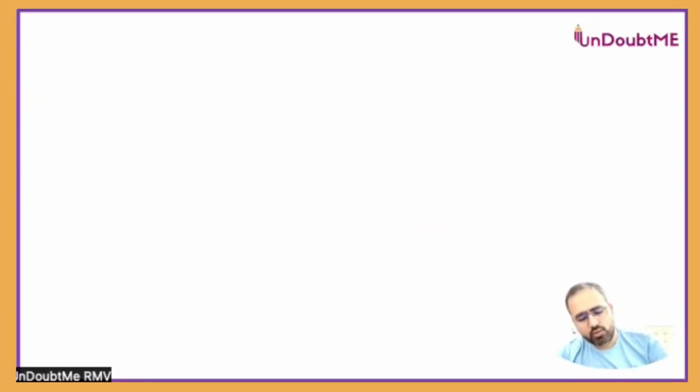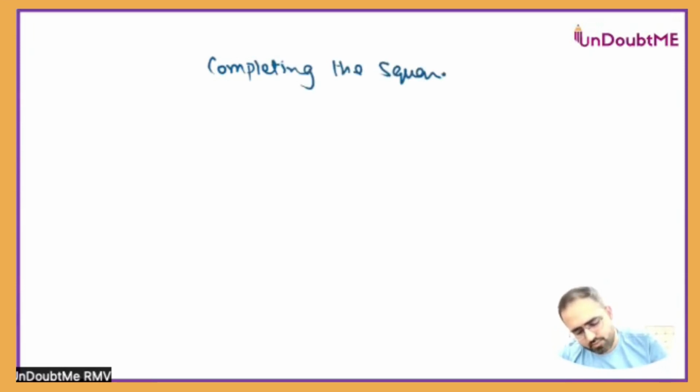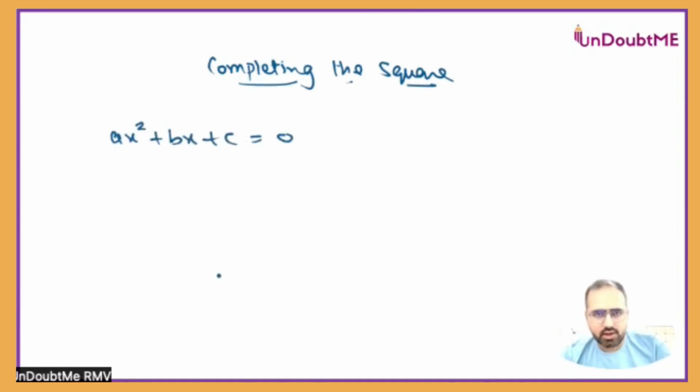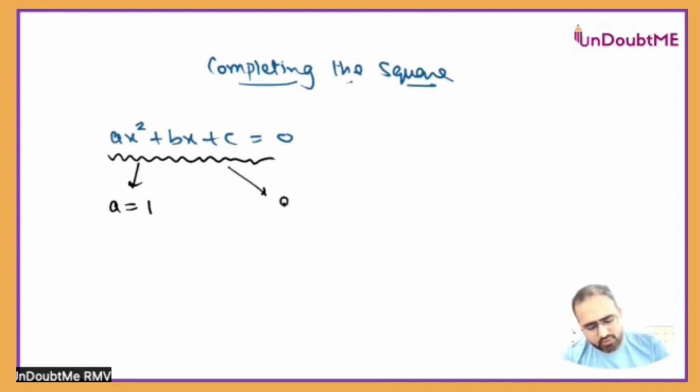So in the completing the square method, we mainly deal with a quadratic of the type ax square plus bx plus c is equal to 0. And there are two variations with which we will learn this method. First variation will be when the value of a is equal to 1. And the next variation will be when the value of a is greater than 1. To begin with, we will be just focusing on a equal to 1. That will be our first topic.